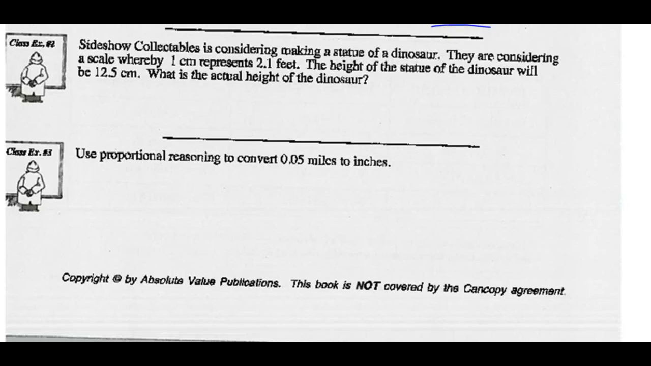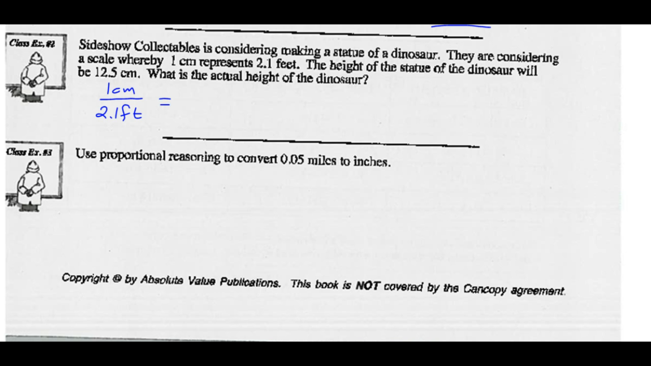Example 2, Slideshow Collectibles. Slideshow Collectibles is considering making a statue of a dinosaur. They're considering a scale whereby 1 centimeter represents 2.1 feet. The height of the statue of the dinosaur will be 12.5 centimeters. What's the actual height of the dinosaur? So we're given a scale. Let's start with that. 1 centimeter is 2.1 feet. That's the scale we're given.